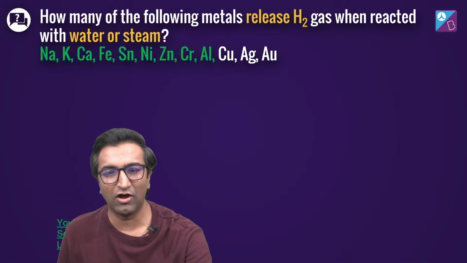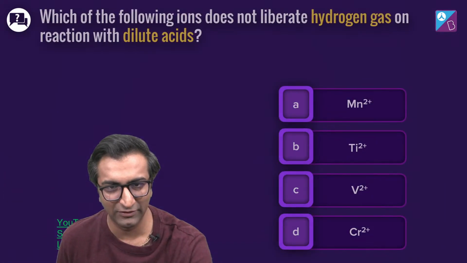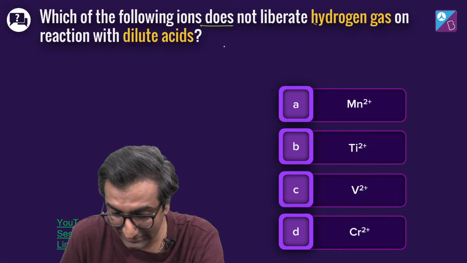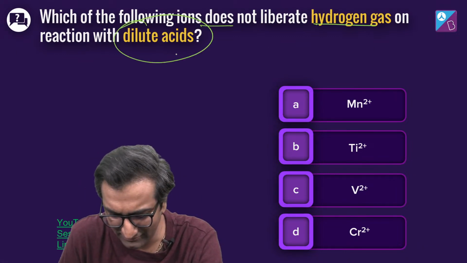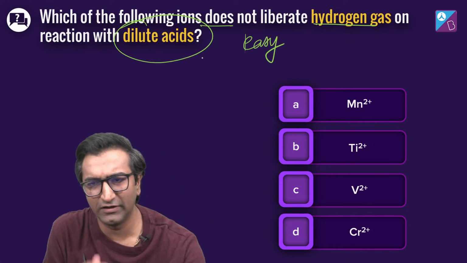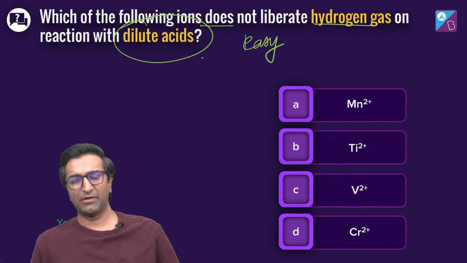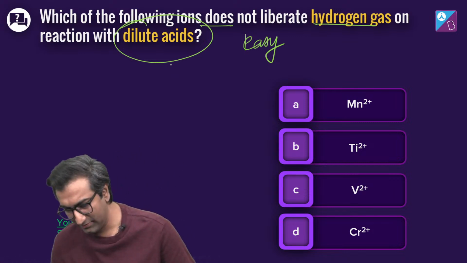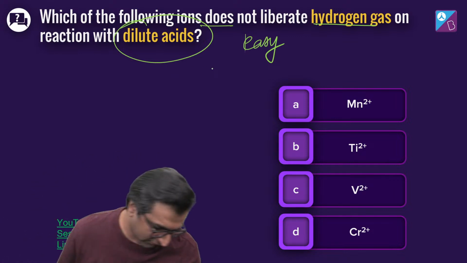चलो ठीक है, एक और सवाल करते हैं. We'll start this session off with a couple of questions. Which of the following ions does not liberate hydrogen gas on reaction with dilute acid? This is easy, right? This you can use the regular electrochemical series. This is not a complicated question at all, but the answer could be, एक आंसर हो सकता है, एक से ज्यादा भी हो सकता है.